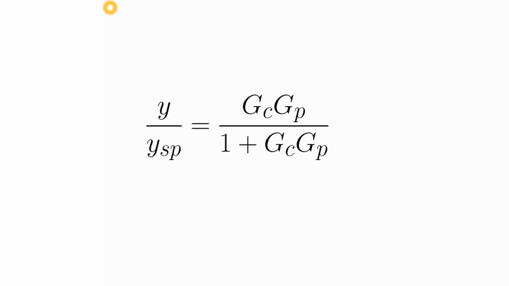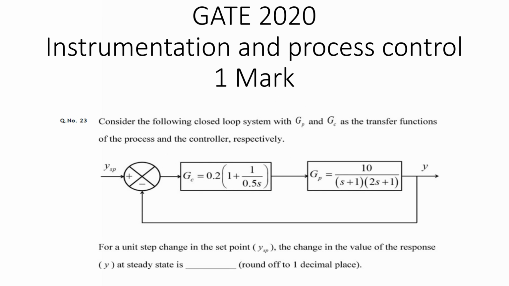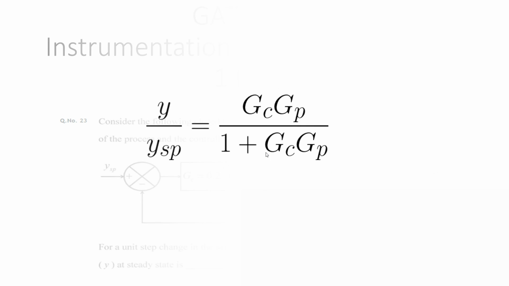You can see here we can write it in this form. We write Y over Ysp is equal to the forward loop upon 1 plus the open loop, if there is a negative sign. Then if you open this loop, you will get the open loop transfer function is just GcGp, right? So our transfer function will be like this: GcGp upon 1 plus GcGp.